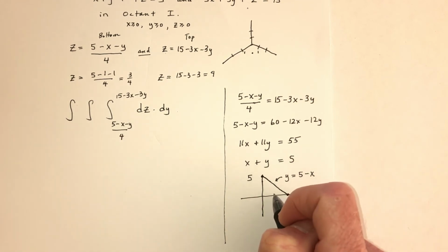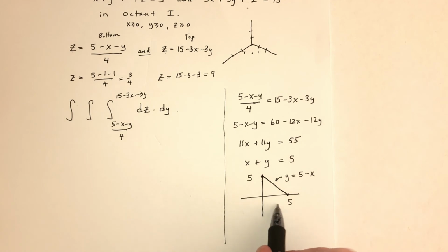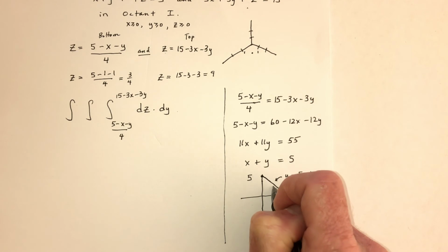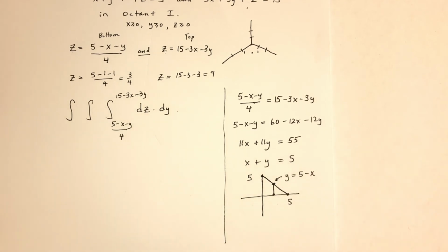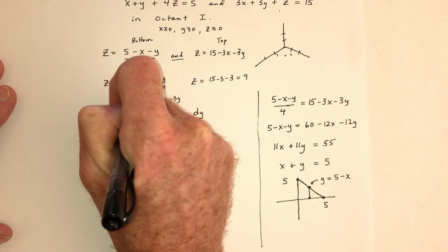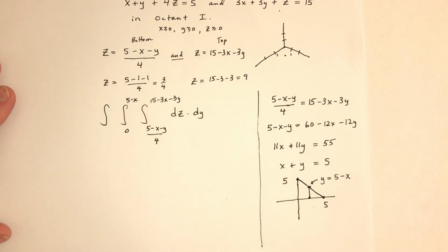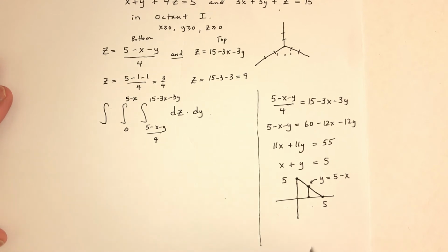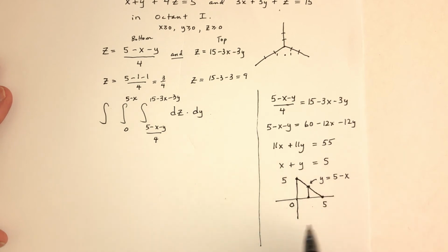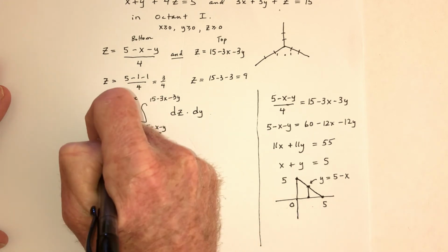Because we're in the first octant, I don't need to continue it into any negatives. I don't need to be over here, I just need to be in this first quadrant. So that means the y value is going to go from 0 up to 5 minus x. So for this limit, dy is going to go from 0 to 5 minus x. And then finally, what about x? Since we're talking about the first quadrant, and everything has to stay positive or greater than or equal to 0, it has to go from 0 to 5.